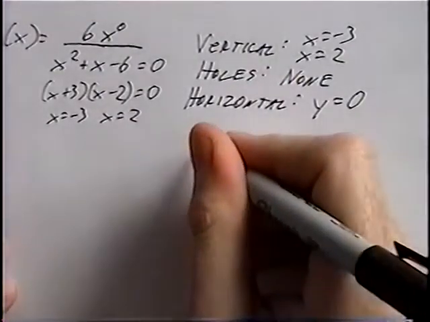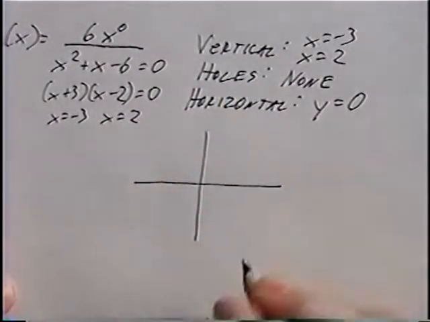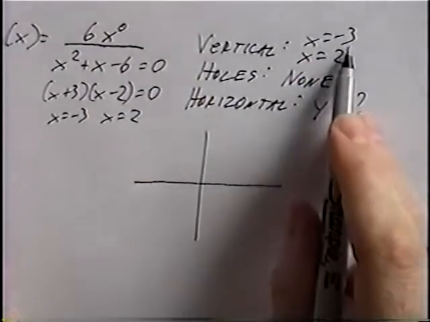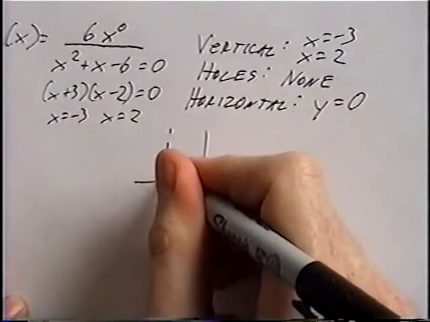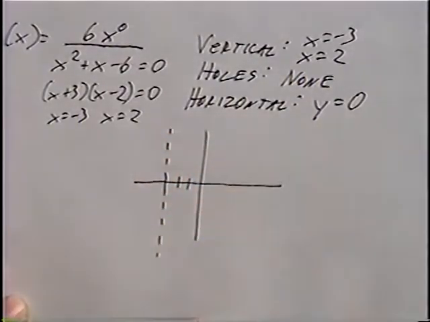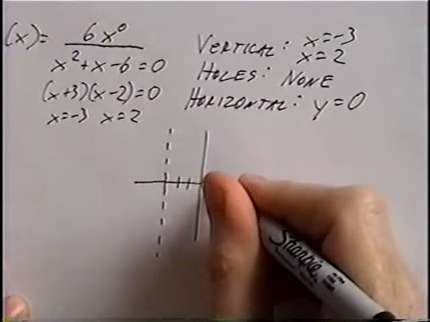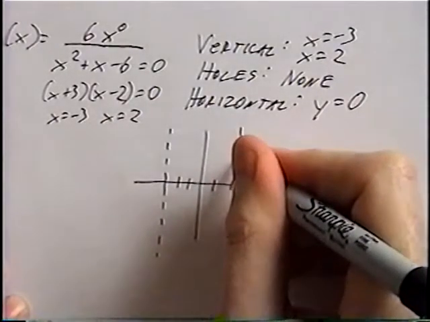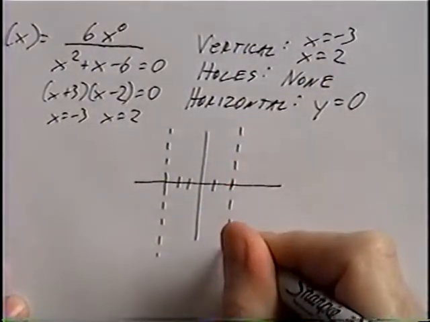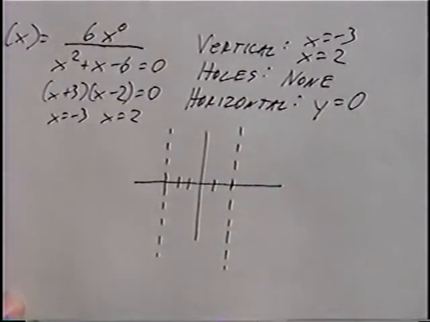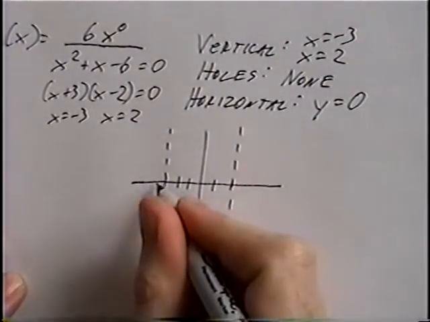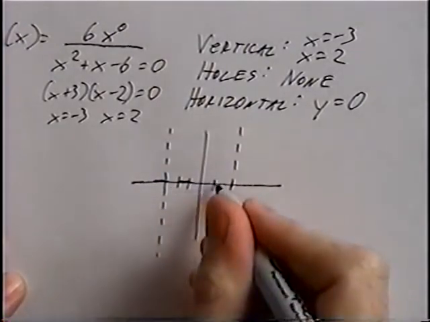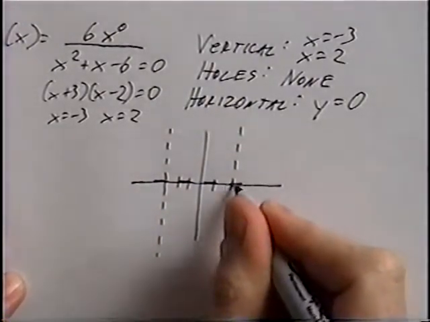Once you have your asymptotes, you can draw the xy axis. Vertical, x equals negative 3. Again, would be a dashed line at x equals negative 3 that the graph cannot cross. Also, x equals 2 will be another vertical line that the graph cannot cross. There are no holes, and the horizontal asymptote is at y equals 0, which is the x-axis. So we'll have a dashed line going across the x-axis that the graph cannot cross.